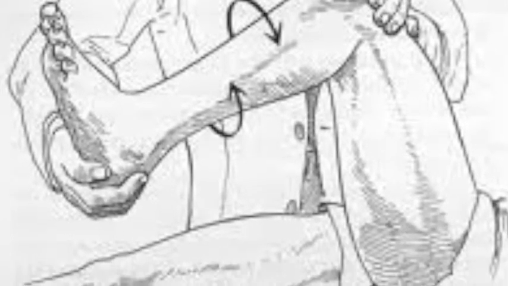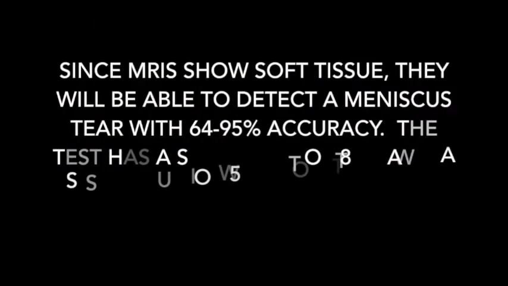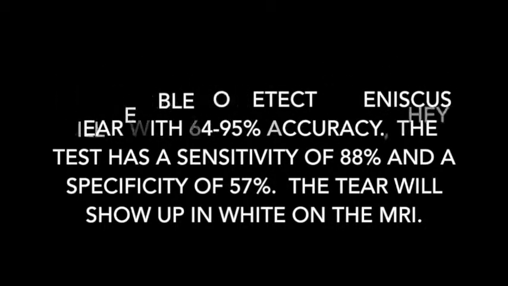Since MRI shows soft tissue, they will be able to detect a meniscus tear with 64 to 95% accuracy. The test has a sensitivity of 88% and a specificity of 57%. The tear will show up in white on the MRI.